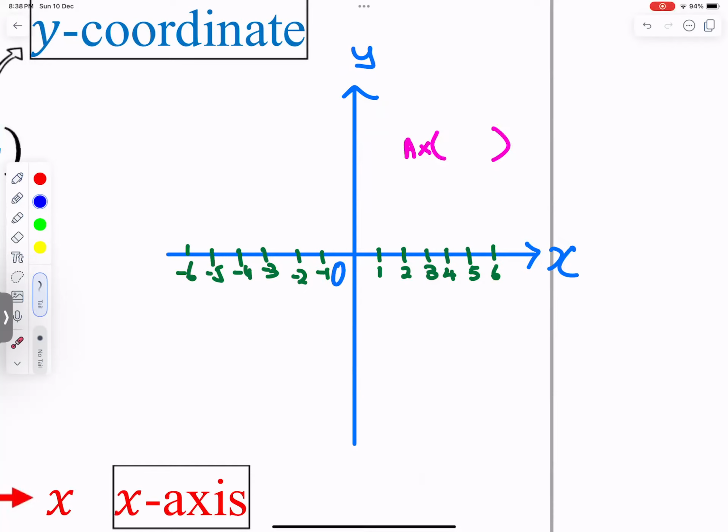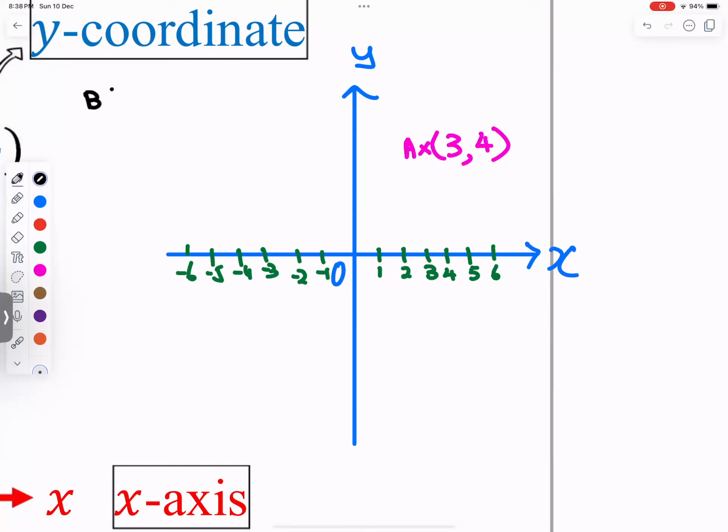Now for X coordinate, because it's on this side, so we see it's around 3. So we write the X coordinate is 3. And how about the Y coordinate? We don't know the exact, right? Because it's not written there. So it should be around, let's say 4. So we write there.